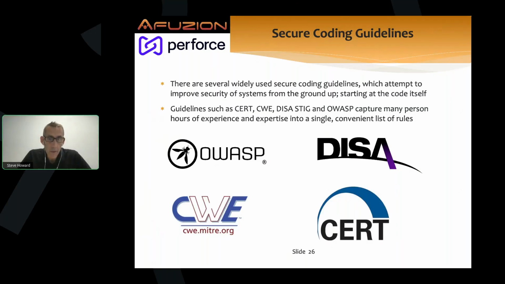Now, going back to the coding guidelines, and obviously there are developments in coding guidelines, as we saw with the new OWASP top 10 for LLMs, actually to deal specifically with AI code and code around AI systems. But there are already lots and lots of widely used secure coding guidelines, such as OWASP, but also DISA STIGs, CWE, and CERT. And they have been built to capture many person-hours of expertise and experience into a single convenient set of rules, and those rules can be enforced with our static analysis. So they're very valuable sources of data, of knowledge and experience.